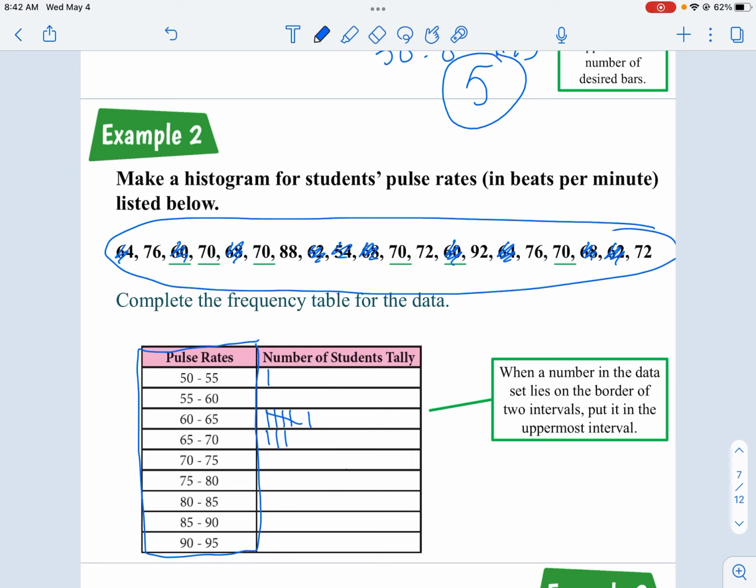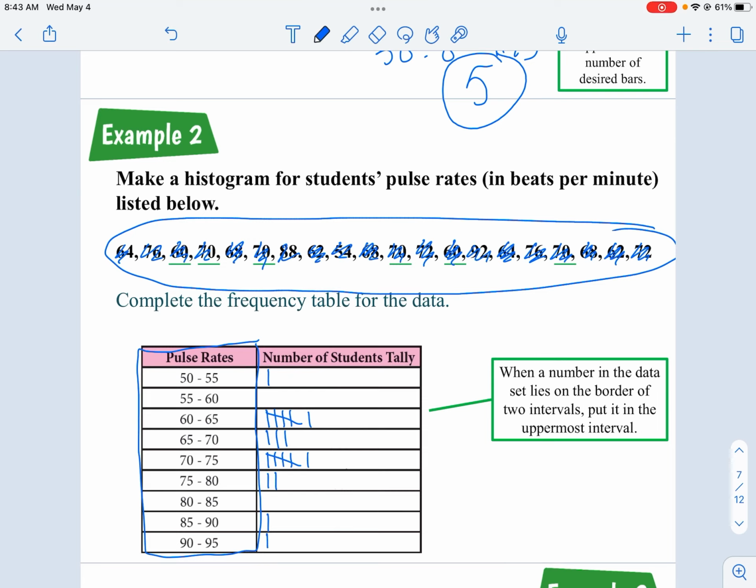We have 70 to 75. 1, 2, 3, 4, 5, 6. Then I have 75 to 80. 1, 2. 80 to 85. I don't have any, so I'm going to leave that blank. 85 to 90. It's going to be 1. And then 90 to 95 is 1.